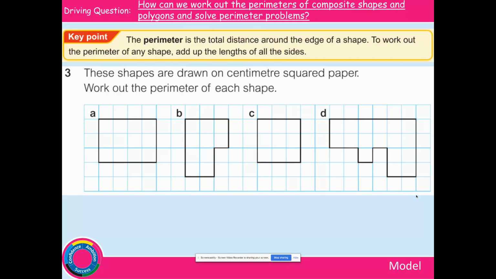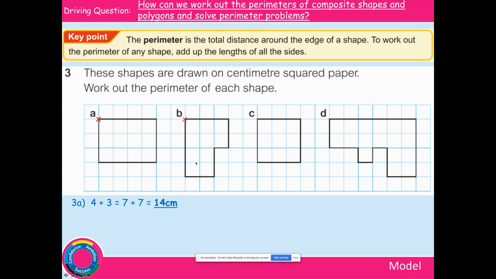Okay, the perimeter is the total distance around the edge of a shape. To work out the perimeter of any shape, add up the lengths of all the sides. So this one, show our starting point, and we count round. 1, 2, 3, 4. 1, 2, 3. 1, 2, 3, 4. 1, 2, 3. So I know I've got 4 centimetres along the top, 3 centimetres down here. So 4 add 3 is 7. And then I need to add another 7 because I've got 4 add 3 there. So 4 add 3 is 7, add another 7 is 14 centimetres.